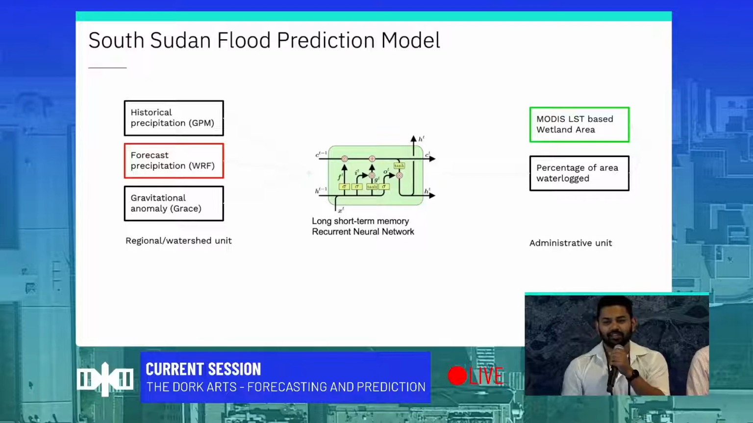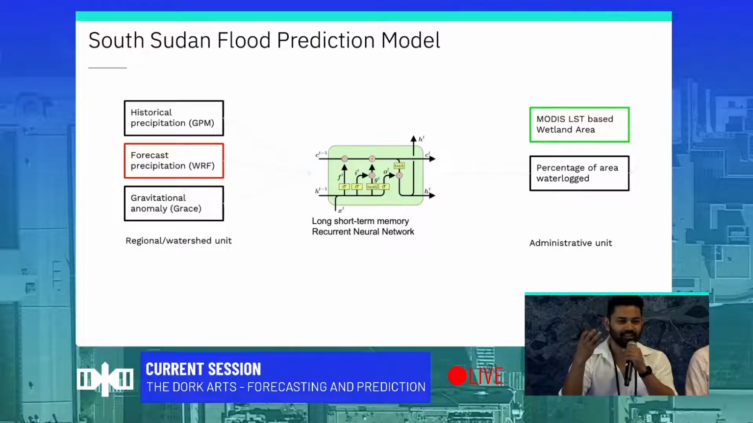Turns out, spatial CNNs don't generalize well. Temporal CNNs don't generalize at all. So we used historical precipitation, we used forecast precipitation, but we were getting really terrible model results. And what we realized is when you look at the hydrology of the region, there's a huge wetland in the middle of the country that acts as a buffer for water. So when the wetland is full, then the flood starts to happen. So you have to characterize the wetlands somehow.